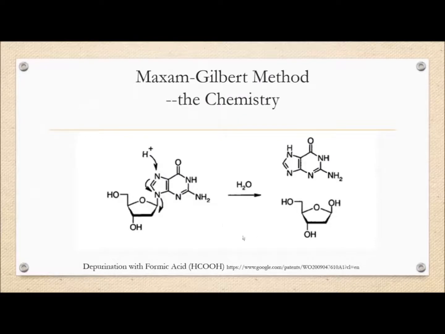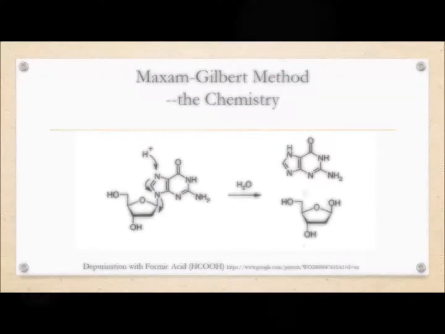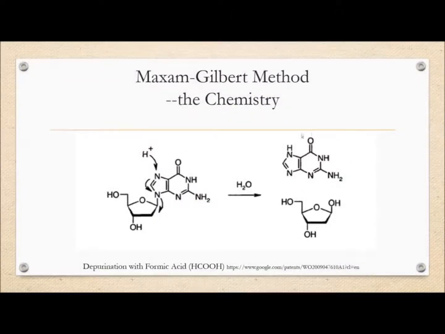So formic acid is used to depurinate, right? So this is our purine, this is a ribose sugar, and this is the purine. And when you depurinate something using acidification, using formic acid, what we are doing is separating the purine group. We are removing the purine group, the adenine or the guanine. It's a very specific reaction, and the break occurs here. So you're left with the depurination, that is, removal of the purine.